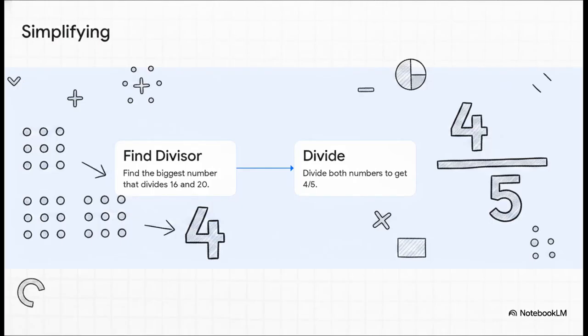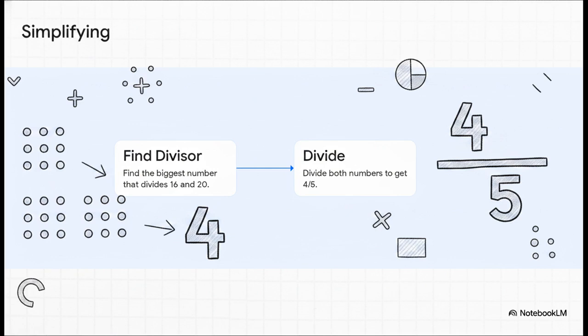To do that, we actually just do the exact opposite of what we did before. Instead of multiplying, we divide. First, we need to find the biggest number that divides perfectly into both 16 and 20. Think about your multiplication tables. What fits into both? The number 4.